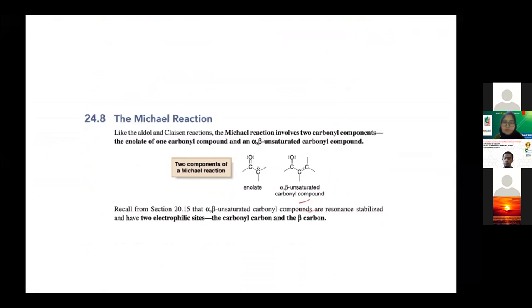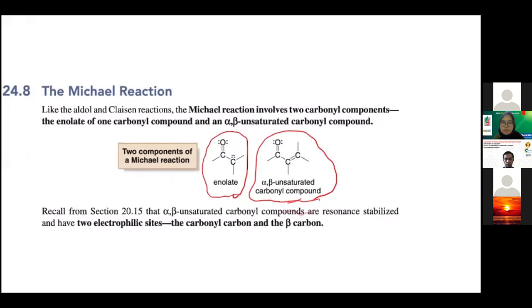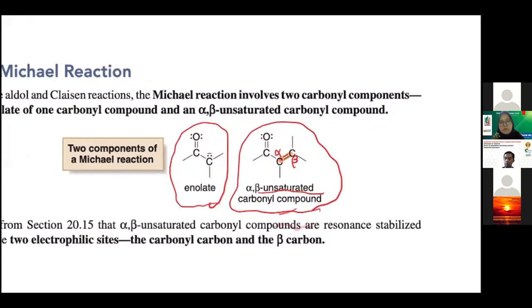These are the two components. Of course, the enolate; yes, we use an enolate. This one is the acceptor, the alpha, beta unsaturated carbonyl compound. This is the alpha, this is the beta, and this is the unsaturated part, including the double bond here. Counting the carbon atoms: 1, 2, 3, 4.